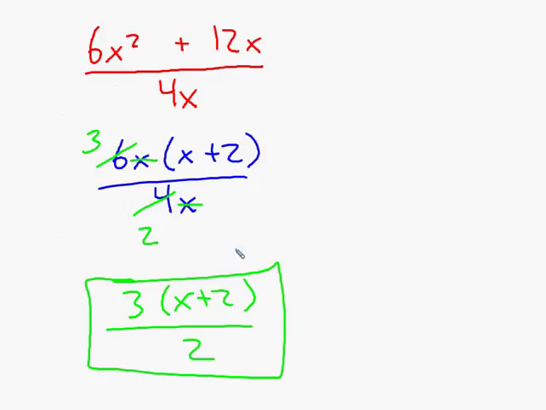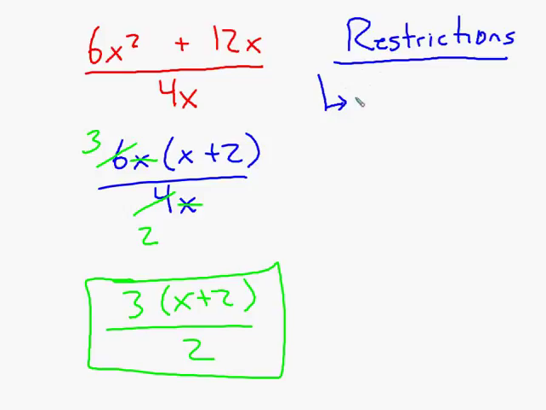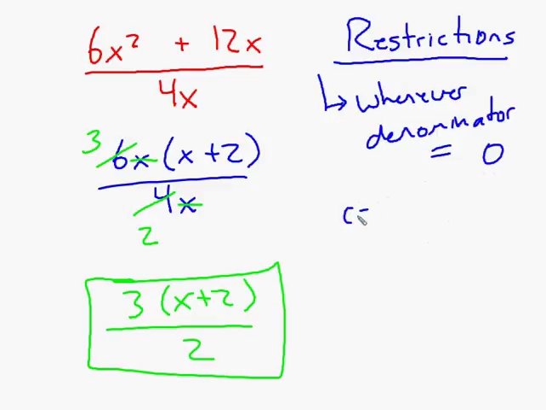Okay, so that is reducing. There's only one more thing to be said with reducing, and actually for any of these problems, that's restrictions. Restrictions are whenever the denominator equals 0. Okay? Because you cannot have a denominator of 0.